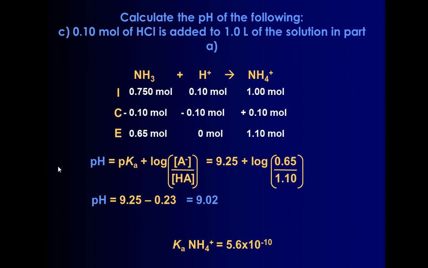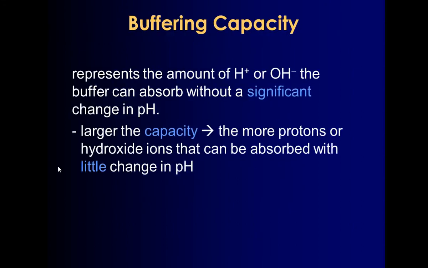So this is just to give you an idea of why buffers are so important in the human body and in other practical applications, because they're able to resist pH changes, which can lead to a cascade of other effects that might be more substantial. So how effective a buffer is will depend on its capacity, how much it can handle additions of protons or removal of protons without causing the pH to change a whole lot.